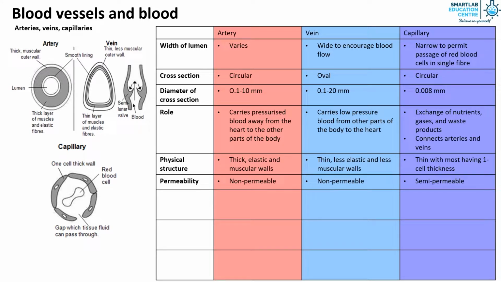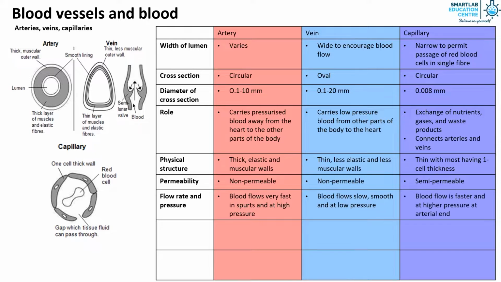Seventh, the flow rate and pressure. In the artery, blood flows very fast in spurts and at high pressure. In the veins, blood flows slow, smooth, and at low pressure. In the capillary, blood flow is faster and at higher pressure at the arterial end.